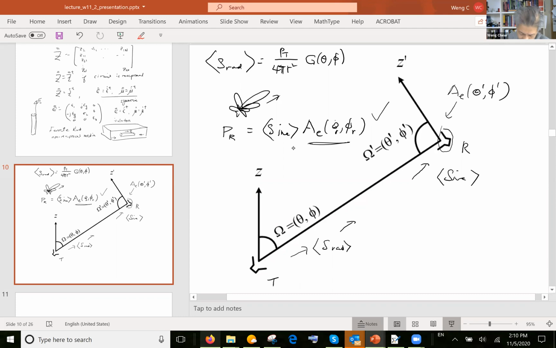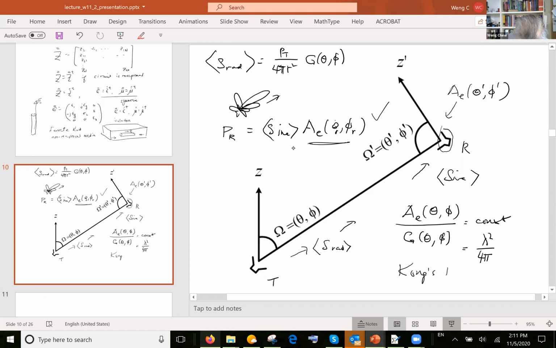So with this kind of argument, you can show that the effective aperture divided by the gain function is actually a constant. And that constant is lambda squared over 4 pi. I will not derive it, but it's sort of derived in the lecture note. These two angles are actually the same, because the same antenna is used for transmit and receive, and the ratio turns out to be a constant. This relationship is derived in the lecture note, but not completely. I also refer to Kong's book to derive this relationship. So it's not entirely written in the lecture note, but you should know this relationship.